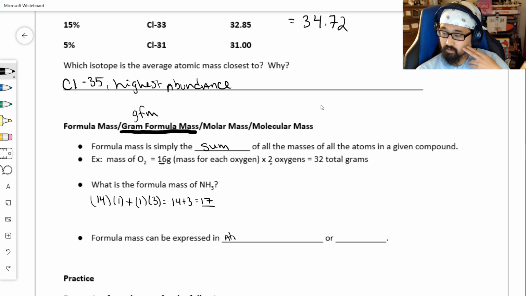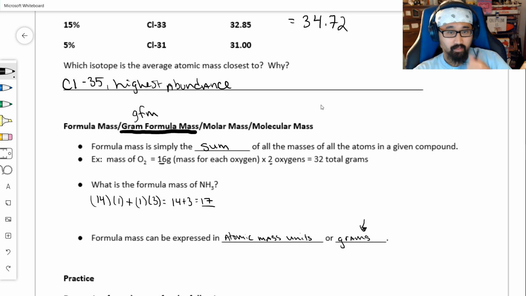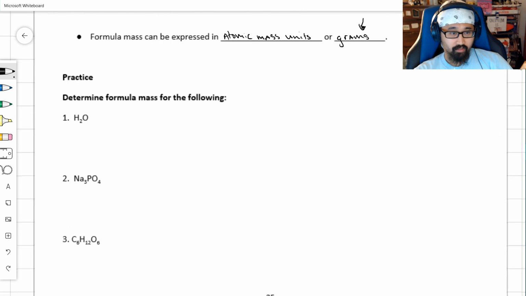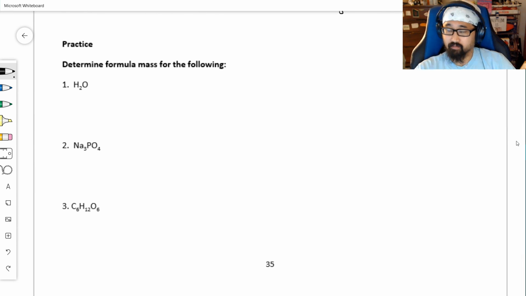Now, the units are a bit funny. I can use atomic mass units, or I can use grams. I will tell you that much more frequently you will use grams, right? It just happens to be a lot more frequent. Now, a few examples here. There are many more examples on the next page. I'm not going to go through all of them right in this moment.